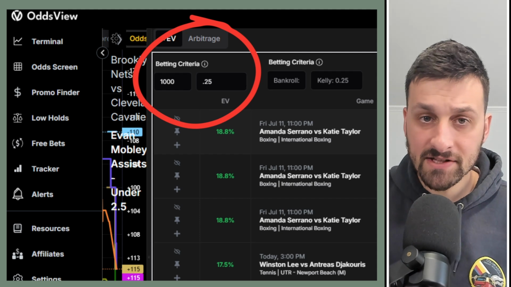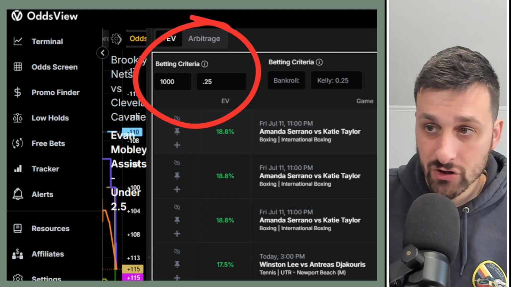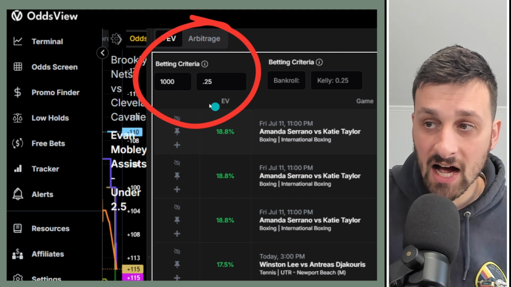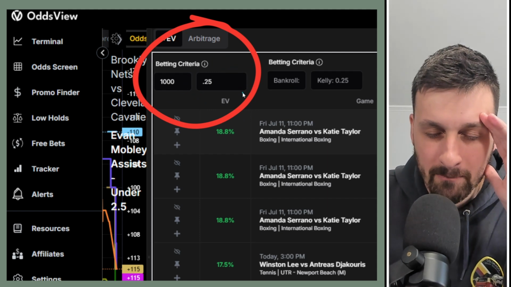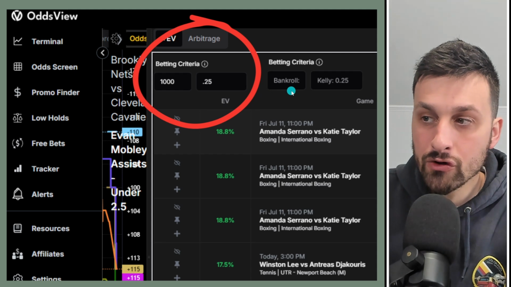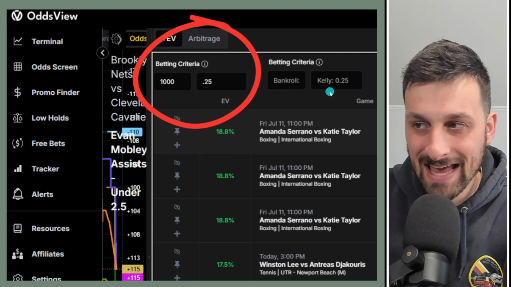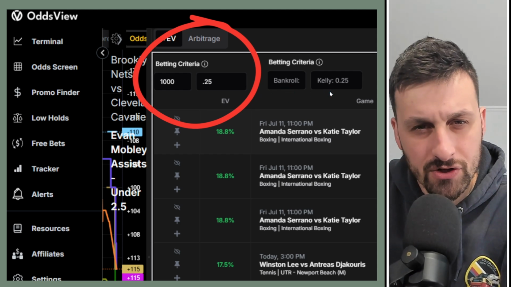Now, for all of these bets, you're going to see a suggested wager amount. This is done using ODDSVIEW's betting criteria calculator. This is a tremendous feature. All you do is type in your bankroll and your Kelly criterion, otherwise known as your risk tolerance.